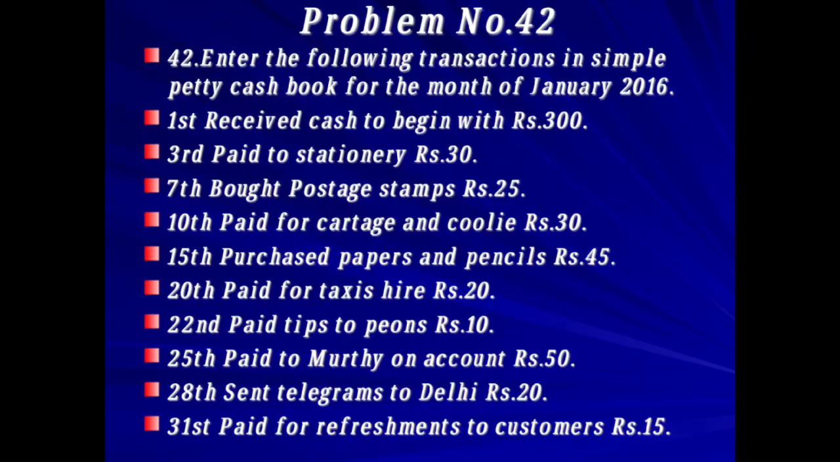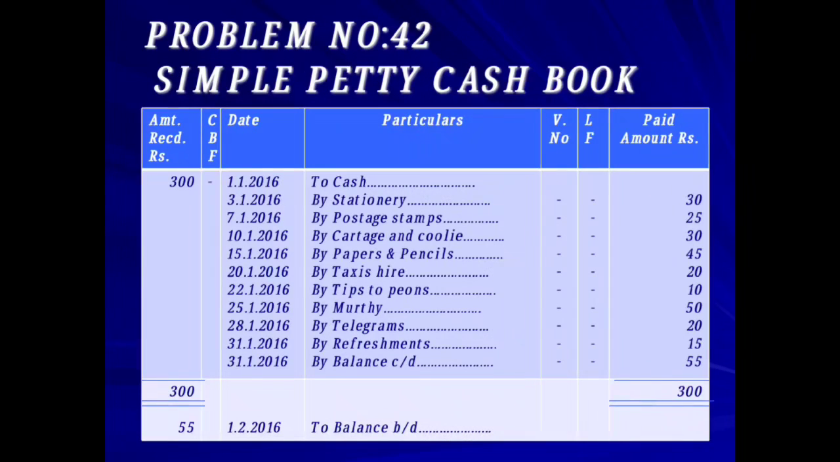Then next, on the third, paid to stationery rupees 30. We have paid the amount for stationery, rupees 30 here. So you have to record it on the payment side: 3/1/2016, by stationery 30. Why is it "by"? Because it is a payment. By stationery we have paid rupees 30 here.